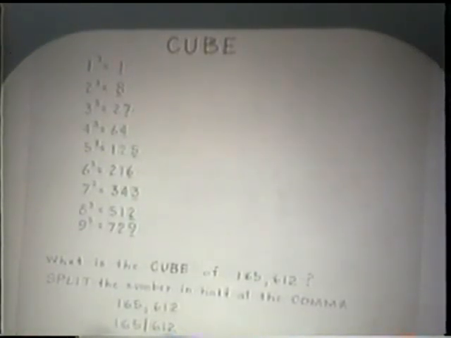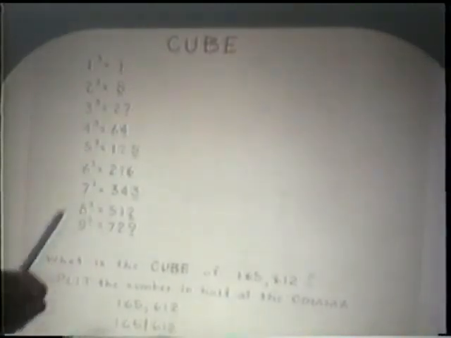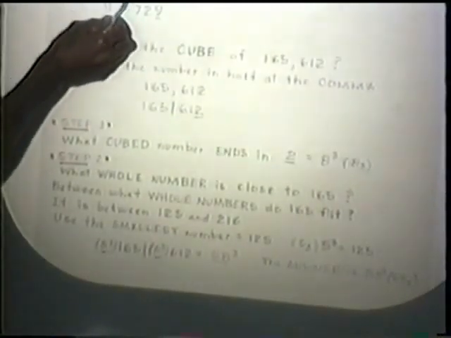Between what whole numbers does this 165 fit? So you say it's between 216 and 125. This 165 fits. Use the smallest number. So you wouldn't pick the 216, you pick the lowest number, which would be 125. That gives you 5.